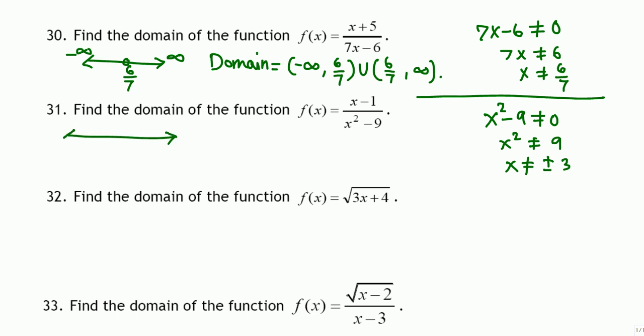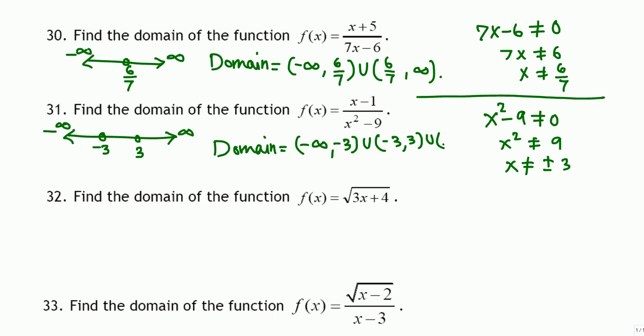So on this number line, the set of real numbers, we should not have negative 3 and we should not have positive 3. So the domain is negative infinity through negative 3, union negative 3 through 3, and 3 through infinity. Okay, in this way we avoided negative 3 and 3.